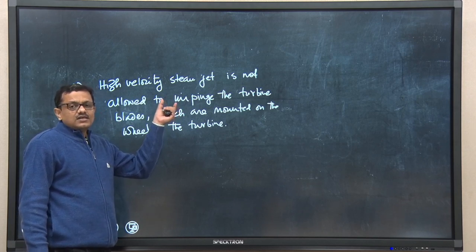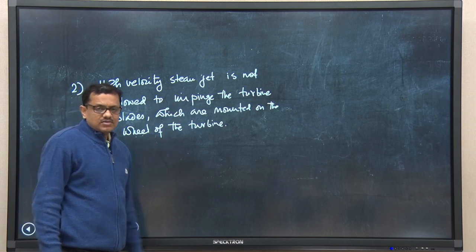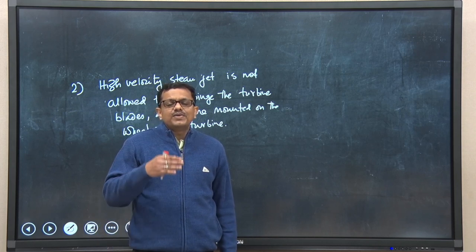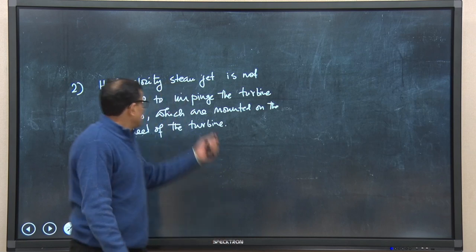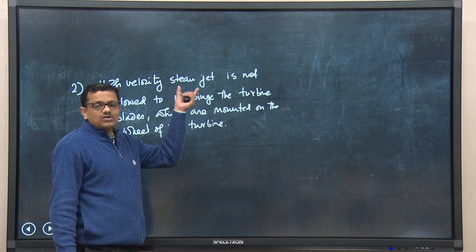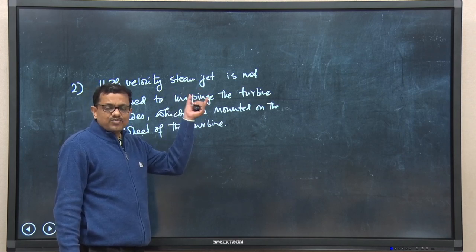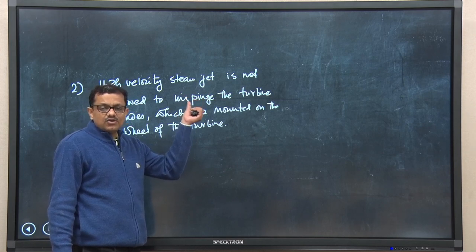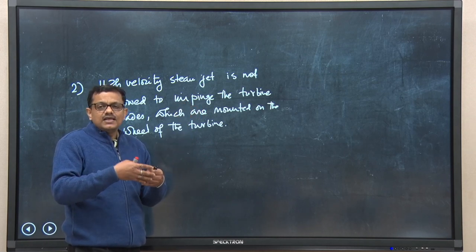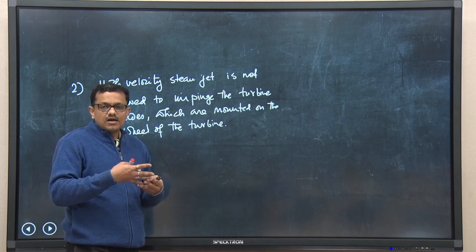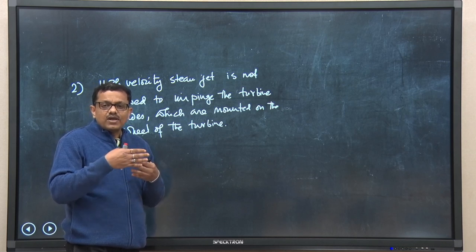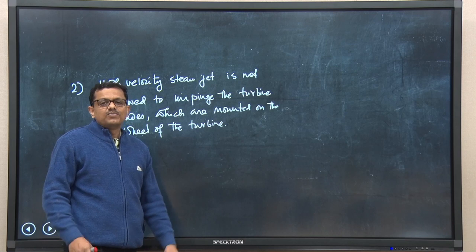So long as there is a change in direction, then there will be a loss of momentum. When steam is coming out of the nozzle in the form of a jet, that jet impinges turbine blades, and that jet will have deflection because of the inherent structure of the turbine blades. Now, when there is a change in direction of the steam jet, the jet will suffer a loss of momentum.